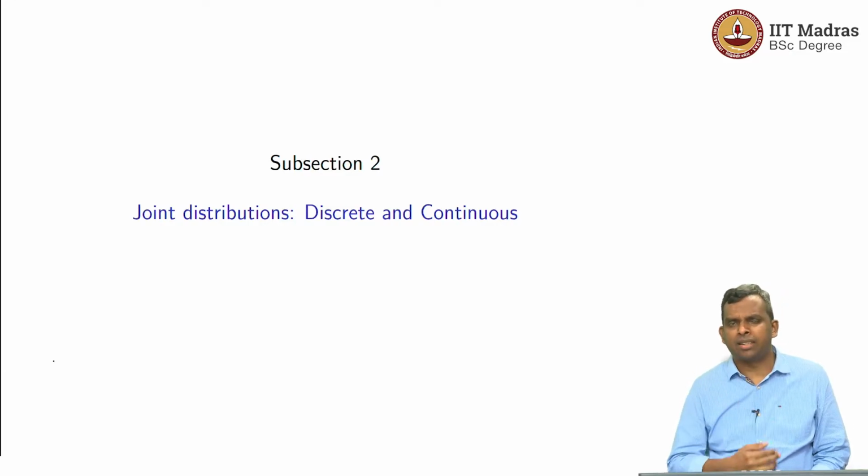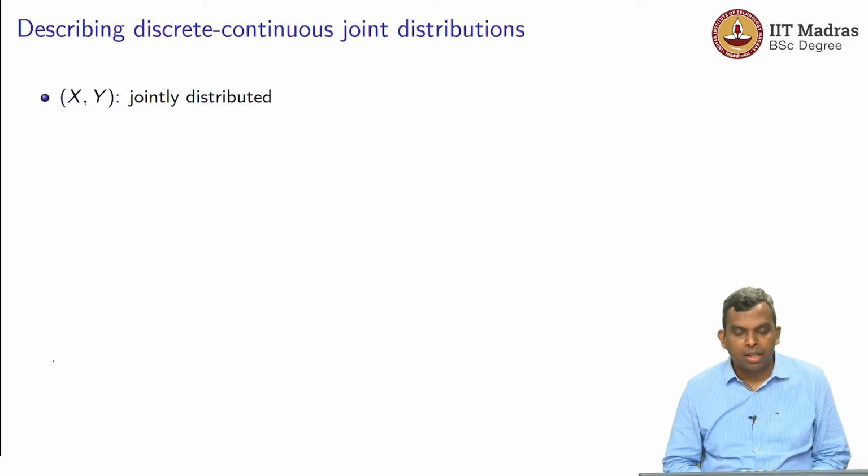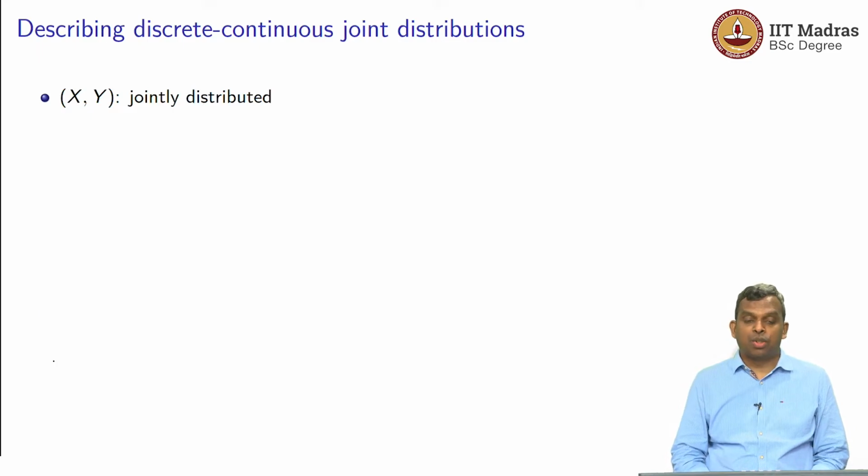I sort of motivated this by giving you the iris data set and all that. But in this lecture, maybe we won't refer too much to the iris data set. We'll just describe a discrete random variable and a continuous random variable together in a joint distribution. How would you go about describing that? So how do you describe the joint distribution of two random variables?